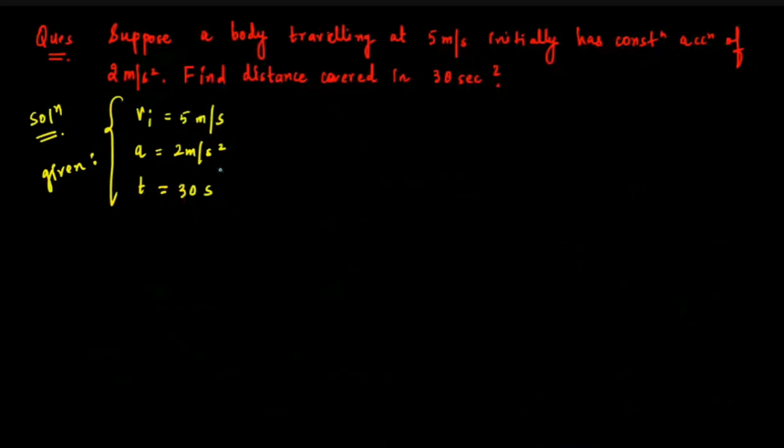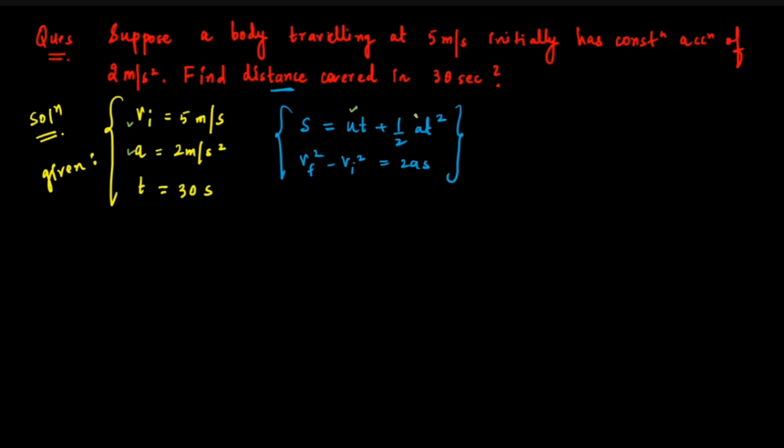As we know, there are two equations of motion that can give displacement. The second equation is ut plus half at square, initial velocity into time plus half at square, and the third is v final square minus v initial square equals 2as. Now, from these two equations, we have to figure out which we should use. Look at what is given to you. We have v initial, we have acceleration, and we have time in this equation. So the second equation is best to find the displacement.